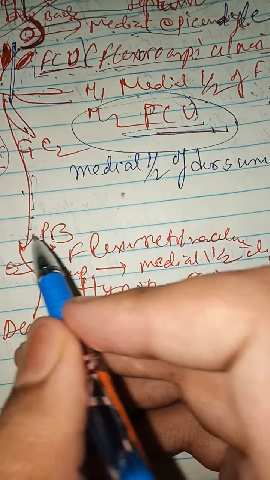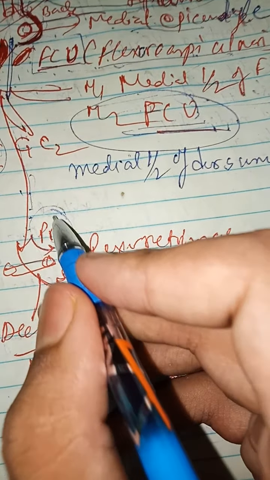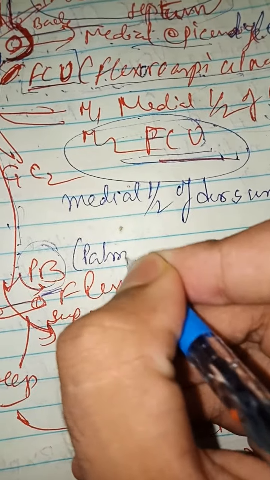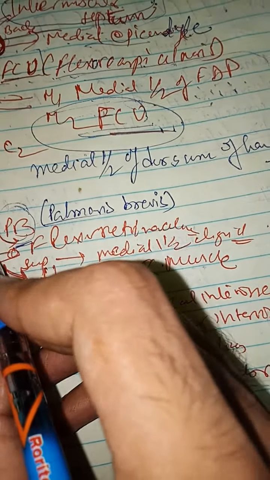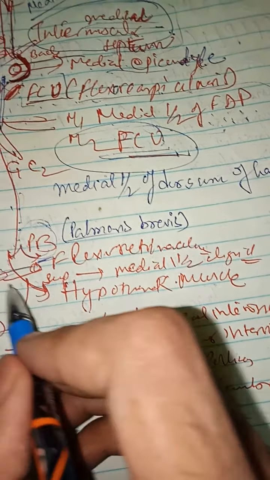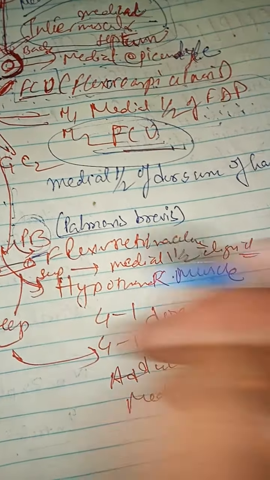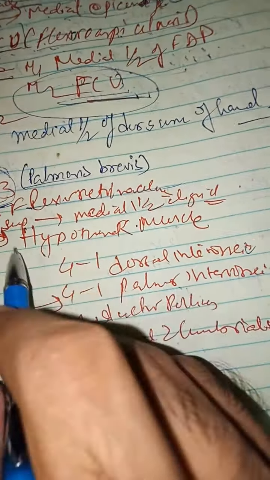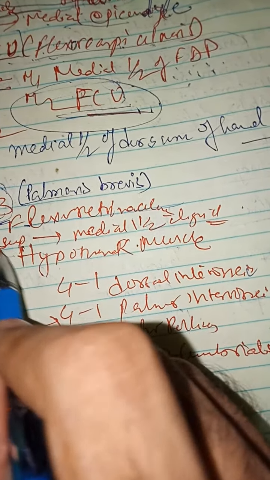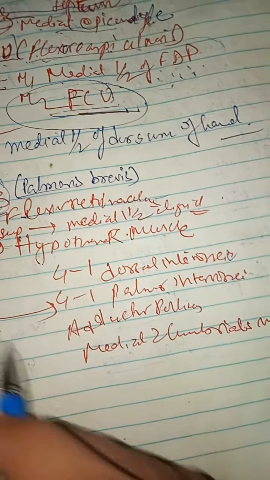Then it will supply one branch to the palmaris brevis. So this is the palmaris brevis. It lies medially and beneath the flexor retinaculum, and it will be divided into superficial and deep branches.